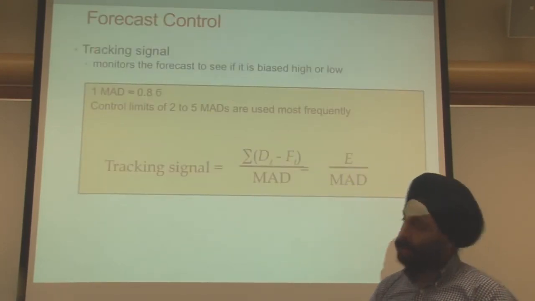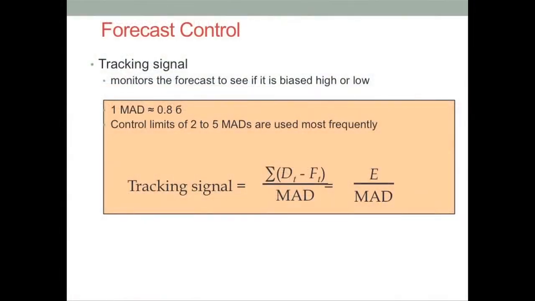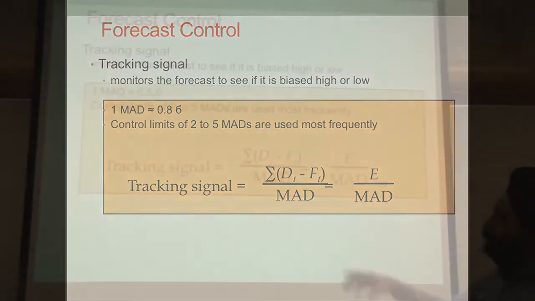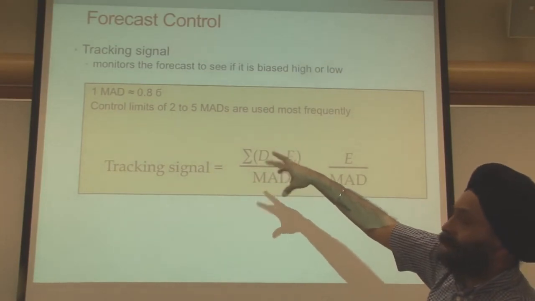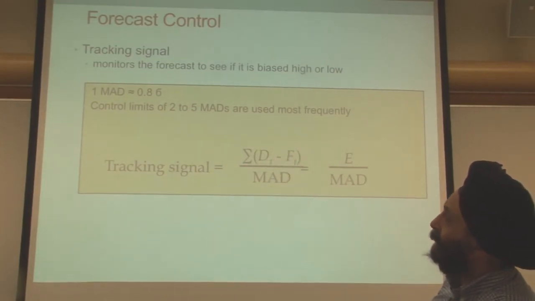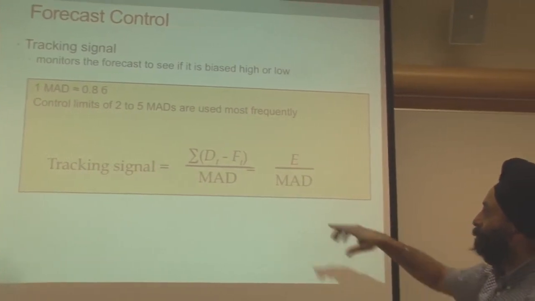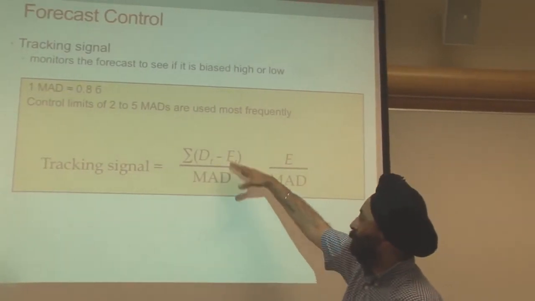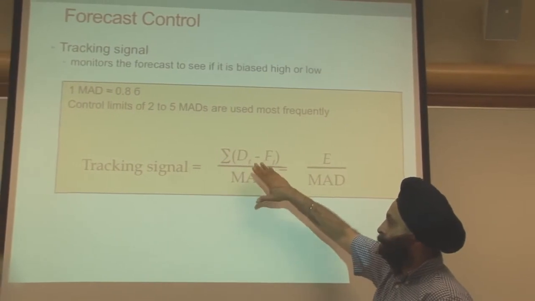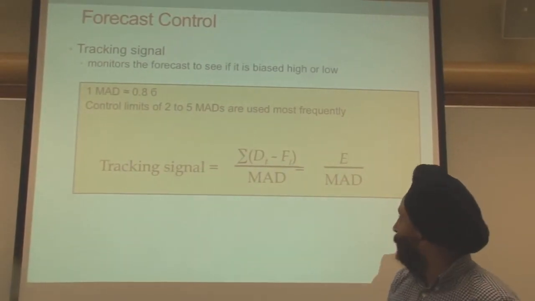Forecasting control, so the tracking signal, as I mentioned earlier, monitors the forecast to see if it's biased high or low. One MAD is approximately 0.8 standard deviation. So control limits of 2 to 5 MADs are used most frequently. In this case, you notice that's the formula that we mentioned.